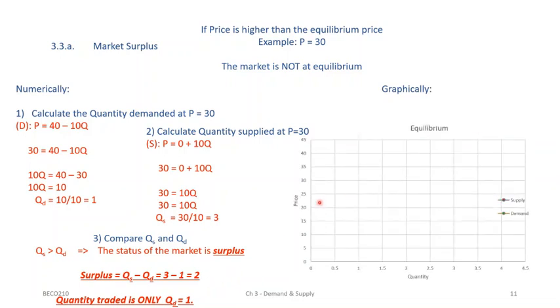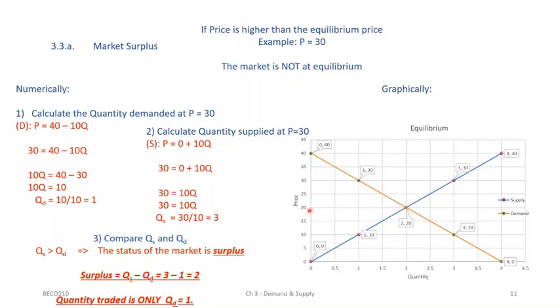Okay, graphically. Again, we have the graph, the supply line, the demand line. As you see, here's the equilibrium, P equals 20, Q equals 2. Now, let's set our new price, P equals 30. Here it is.